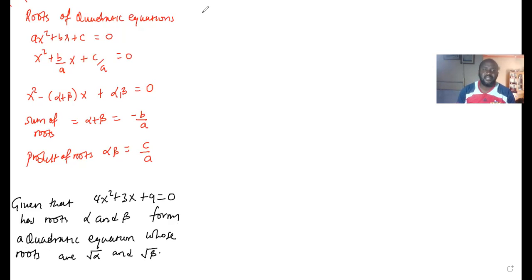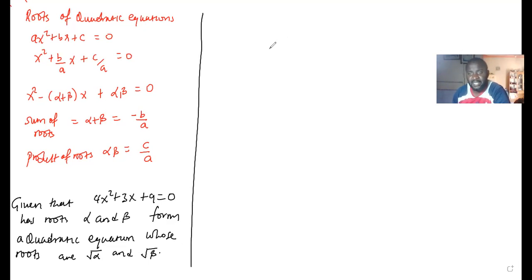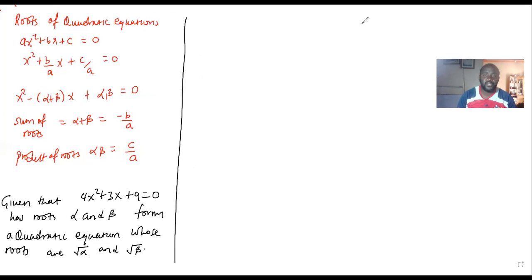So this is what I've been saying, that they can give you roots of a given equation, then they ask you to find an equation whose roots are in terms of alpha and beta, but in a different state. We have been seeing that the equation is given with roots alpha and beta, but now here we are being asked to find the equation whose roots are root of alpha and the root of beta.